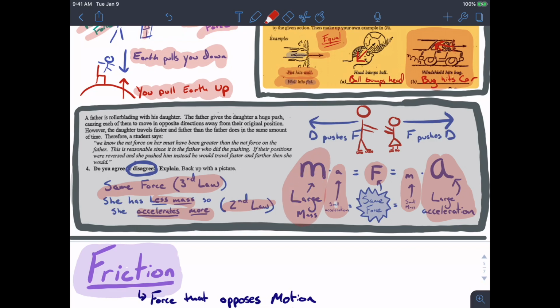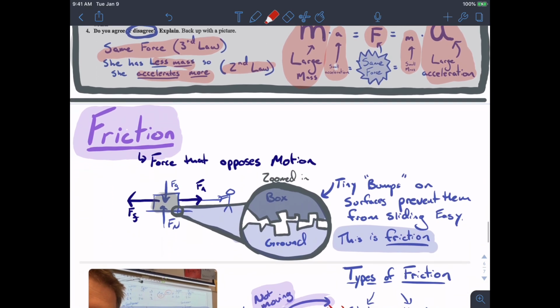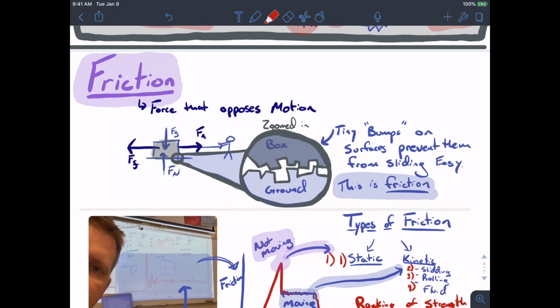Same thing holds true with the bug and the car or you and the Earth. In both of those cases, one of the objects is bigger than the other, and therefore, even though they're feeling the same force, their accelerations are vastly different. This brings us to our final objective, which is to know a little bit about how friction works. And for a lot of it, it's just the fact that friction is a force that opposes motion.